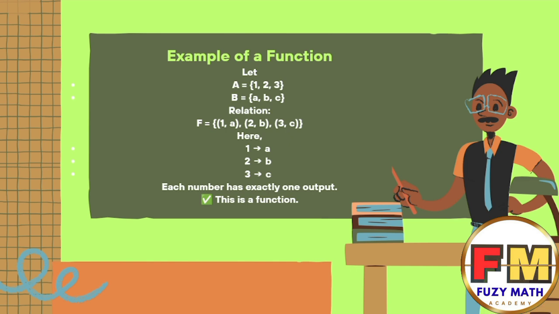Example of a function. Let A equal to {1, 2, 3}, B equal to {a, b, c}. A relation will be F equal to {(1,a), (2,b), (3,c)}. Here 1 is related to a, 2 is related to b and 3 is related to c. Each number has exactly one output. This is a function.